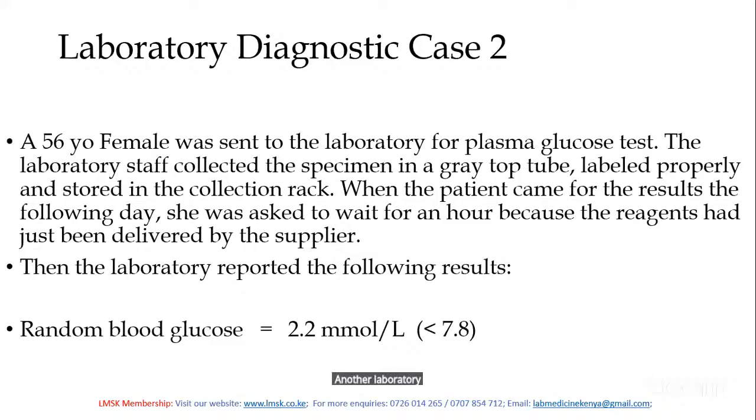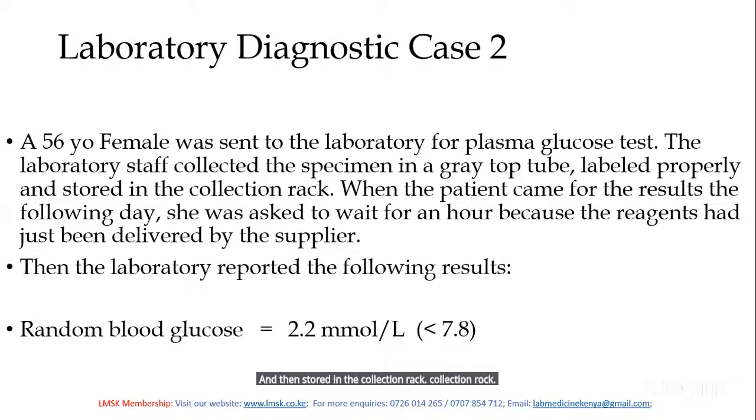Another laboratory diagnostic case is the one which I started with. I'll take it again so that I also solve it. A year-old female was sent to the laboratory for plasma glucose tests. The laboratory staff collected the specimen in gray top tube. This tube is for preservation of glucose, because you are doing plasma glucose tests. Labeling was done properly and then stored in the collection rack.